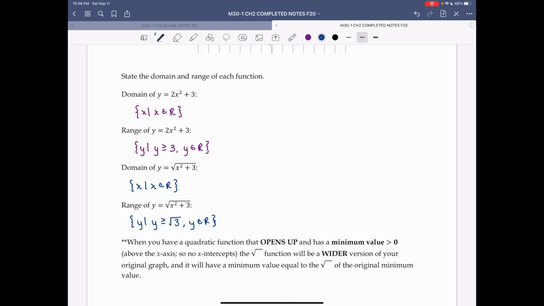When you have a quadratic function that opens up and has a minimum value greater than 0, which means above the x-axis, so there would be no x-intercepts, the square root function will be a wider version of your original graph and will have a minimum value equal to the square root of the original minimum value.